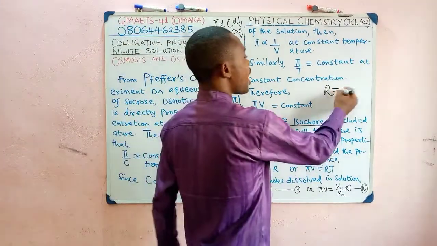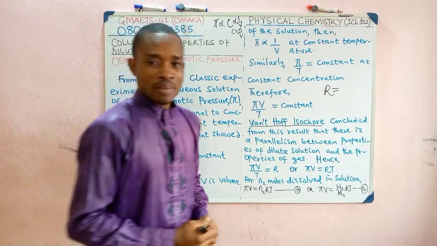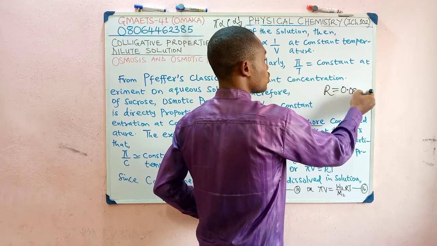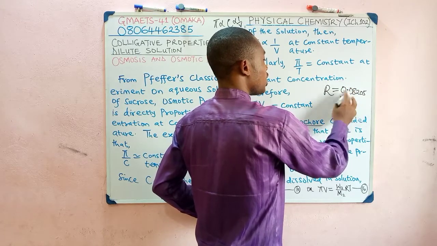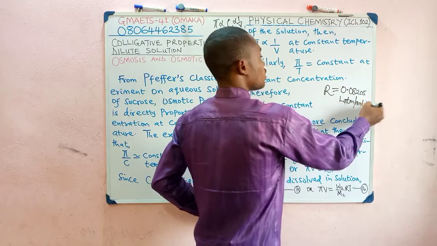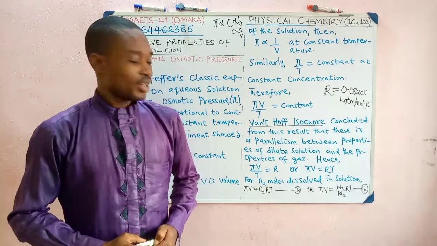Remember that our R has several values depending on the unit of pressure and volume, but in most cases for problems here, we usually encounter 0.08205 with a unit of liters atmosphere per mole Kelvin. So we use this value in most cases, but not in pass rate anyway.